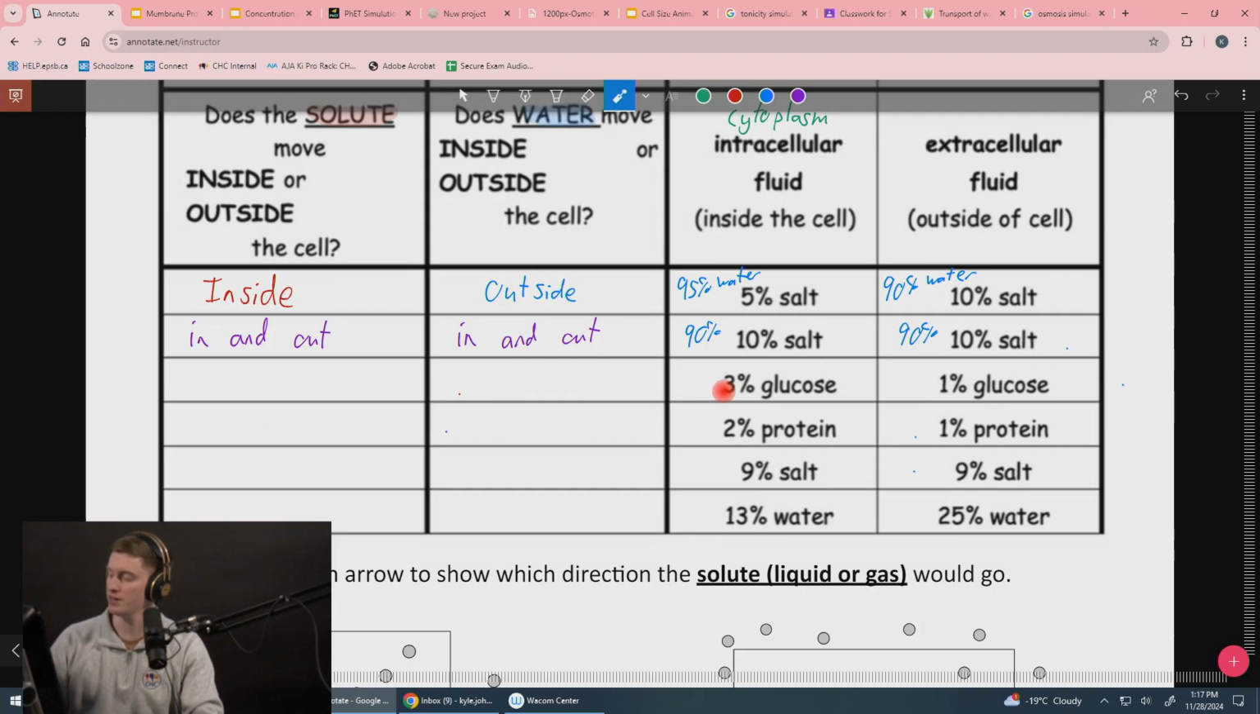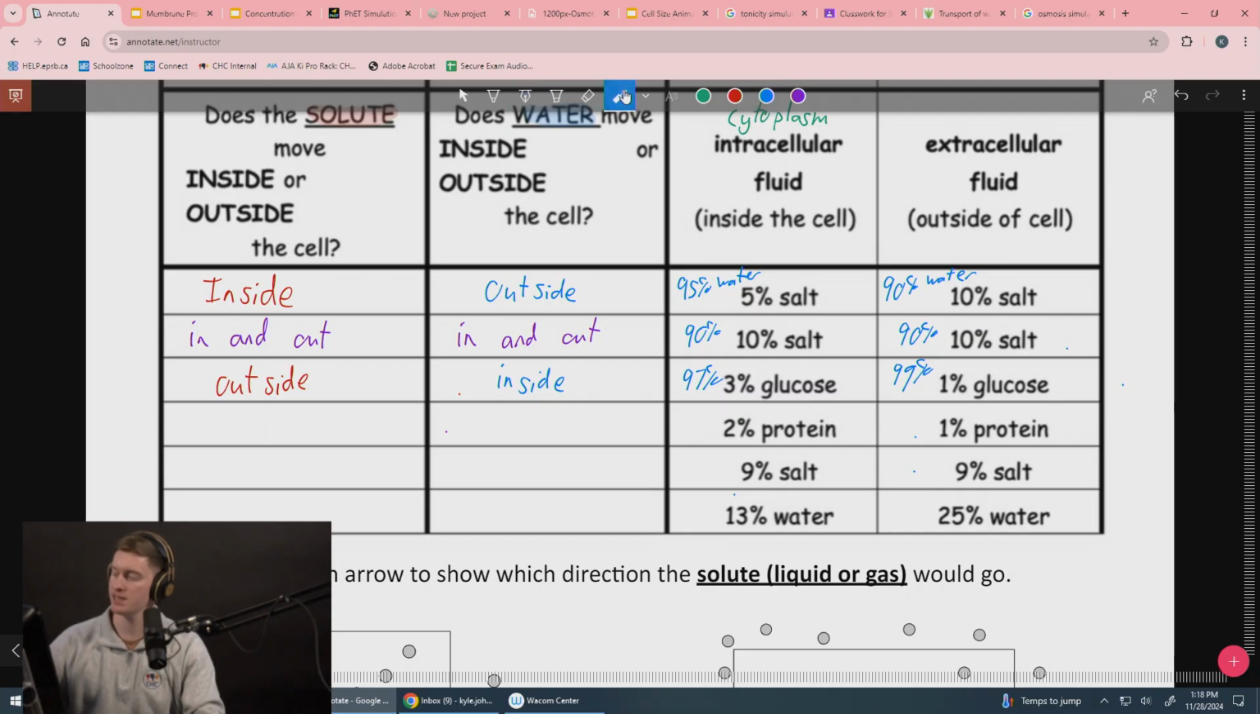You just take a look at how much solvent do I have, 97% on the inside and 99% on the outside. That means that the glucose will flow from high to low. It will go from 3% to 1%. So the glucose is going to flow from the inside to the outside. So the glucose will go outside. And the water will flow inside.